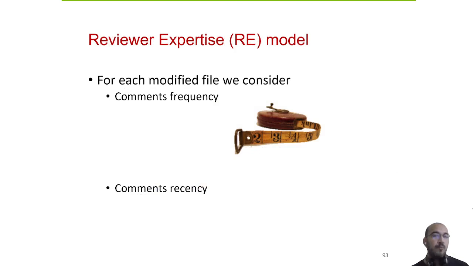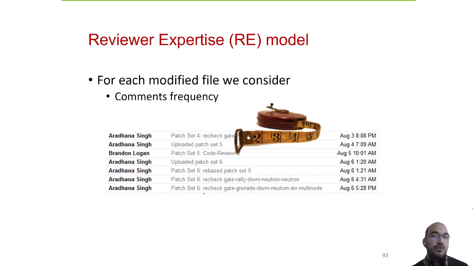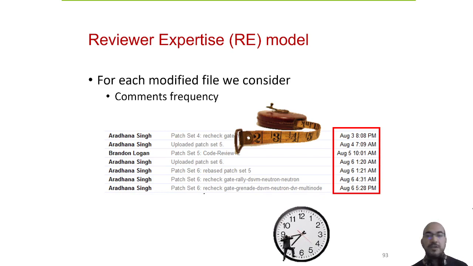We model the expertise of a reviewer as follows. We look at their comment frequency, making the assumption that a reviewer who is an expert in code is someone who would frequently make changes in the source code. This is our assumption. We also assume that a reviewer is an expert in the code if they are making recent changes, right? So here we assume that someone who has been changing the code recently, for example this month or this week, would be more of an expert than someone who changed the code 10 years ago.